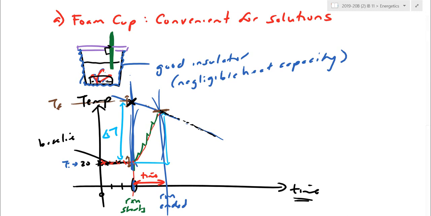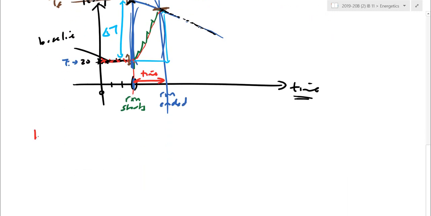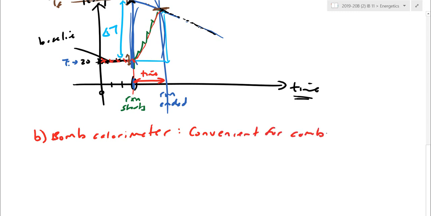Before we get to that, I want to show you two other setups here. The second setup, we're going to call a bomb calorimeter. It has a funny name. It's still an experimental setup, and we're still going to try to find the heat transfer and find out whether it's endo or exo. This one is more vigorous, a violent reaction. This one is convenient for combustion style problems.